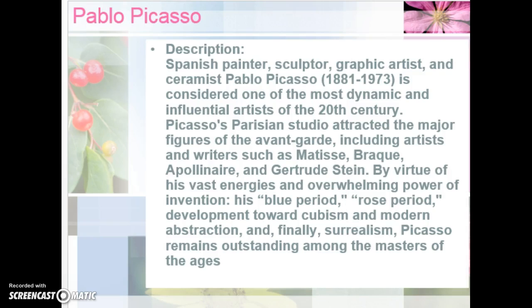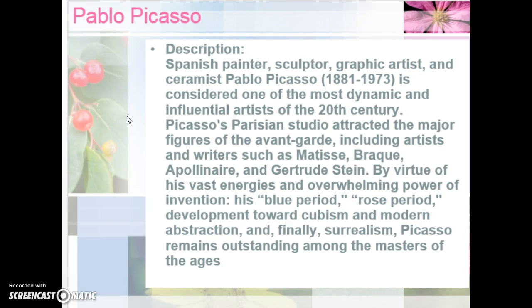The description. He's a Spanish painter, a sculptor, a graphic artist, and ceramist. We just read that part. Picasso's Parisian studio attracted the major figures of the avant-garde, including artists and writers such as Matisse, Braque, Apollinaire, and Gertrude Stein. By virtue of his vast energies and overwhelming power of invention, his Blue Period, Rose Period, development toward Cubism and modern abstraction, and then finally Surrealism, Picasso remains outstanding among the masters of the ages.